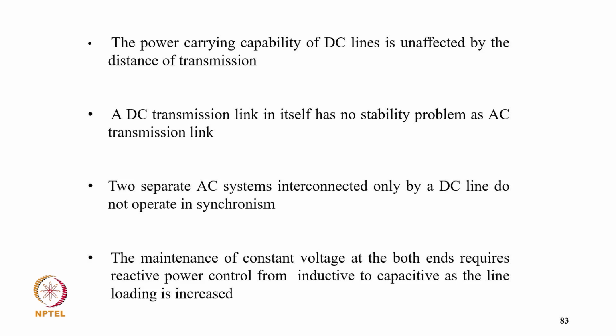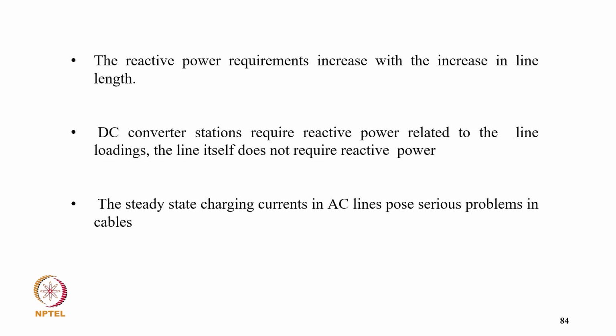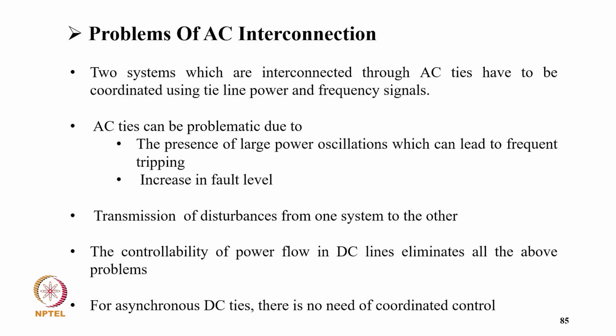and a DC transmission link itself has no stability problem like an AC transmission link, and two separate AC systems interconnected only by a DC line do not operate in AC synchrony. The maintenance of constant voltage at both ends requires reactive power control from inductive to capacitive as line loading is increased in the case of an AC system. The reactive power requirement increases with the increase in line length in the AC system, and DC converter stations require reactive power related to the line loading. The line itself does not require reactive power, so the steady state charging current in an AC line poses a serious problem in the case of cable.